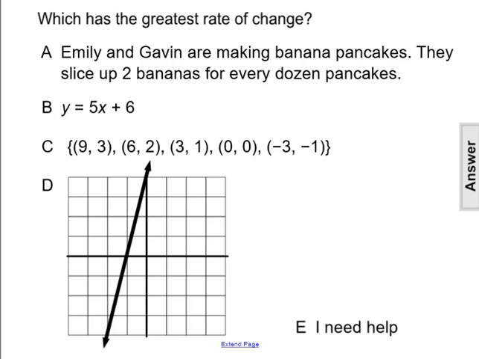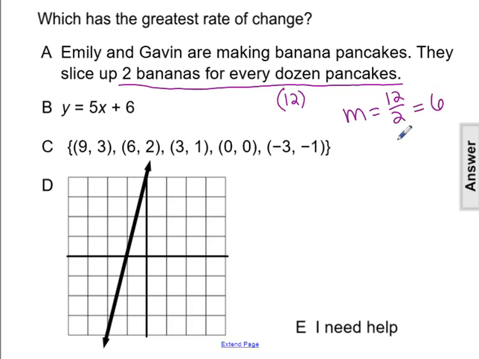We have Emily and Gavin are making banana pancakes. They slice up 2 bananas for every dozen pancakes. Now a dozen is 12 pancakes, so that rate would be 2 bananas for every dozen or 12 pancakes, so that would be 12 over 2, which is 6. And the absolute value of 6 is 6, so that is the number we're going to use to represent function A.